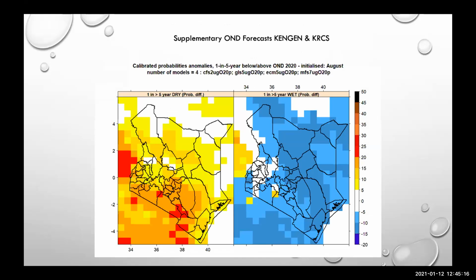Apart from that, we usually provide supplementary forecasts for our users. Now, this one is for OND 2020. And one of our users, the Red Cross, is among us here, Maureen from KRCS. And of course, we have KenGen. So these are just sample products, where we also incorporate ECMWF data.